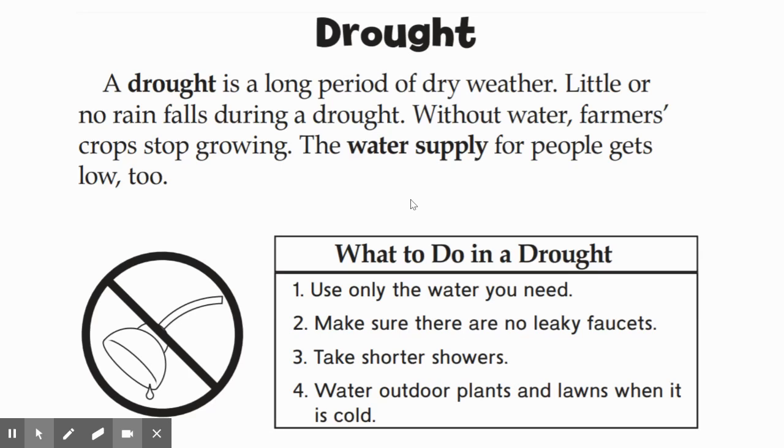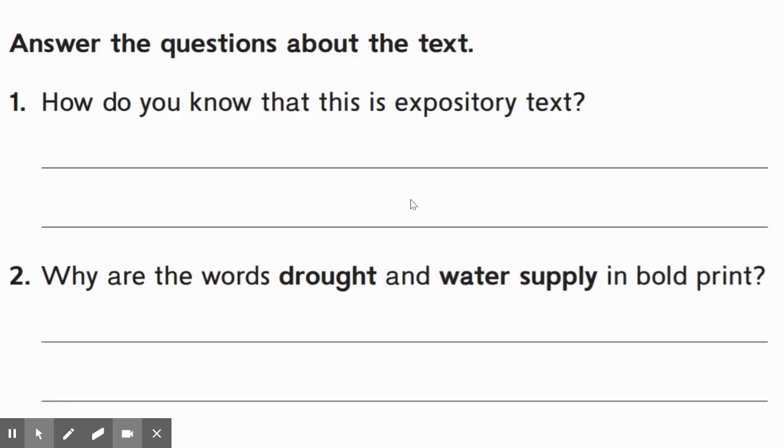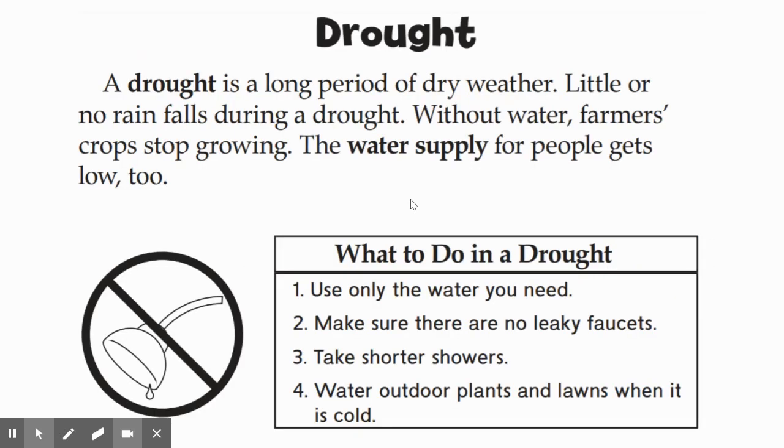All right, now that we have read our story once, we are ready to answer some of the questions. As we answer the questions, we will go back into the text to search for and find our answers. Our first question is, how do you know that this is an expository text? How do we know this is expository?